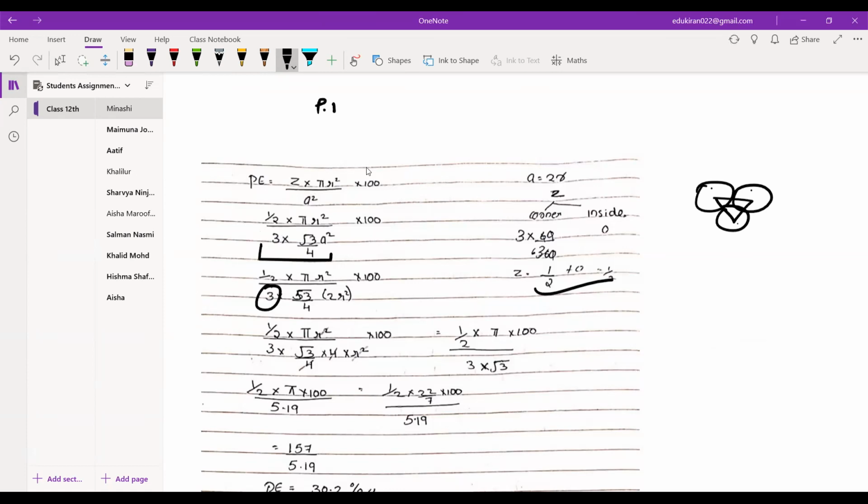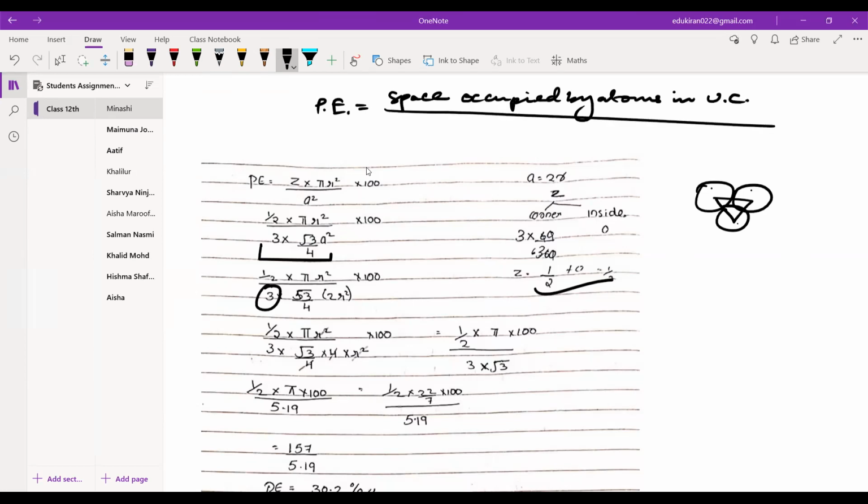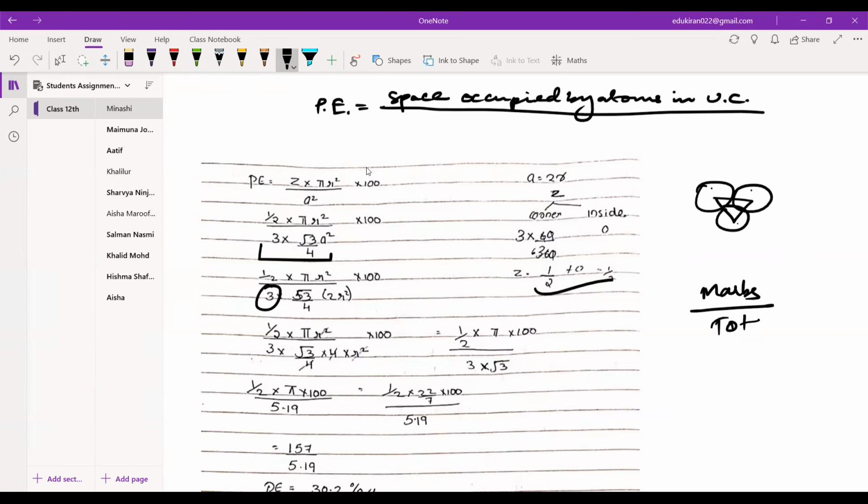See, packing efficiency is, tell me. Z into pi s. Space occupied by atoms in unit cell? Number of atoms into space occupied by one atom. That is correct. In general, you can say space occupied by atoms in unit cell divided by space of unit cell. So marks obtained divided by total. So this is my total marks. If I have one atom here, this is my marks obtained. And these parts are the marks detected, that is the void.